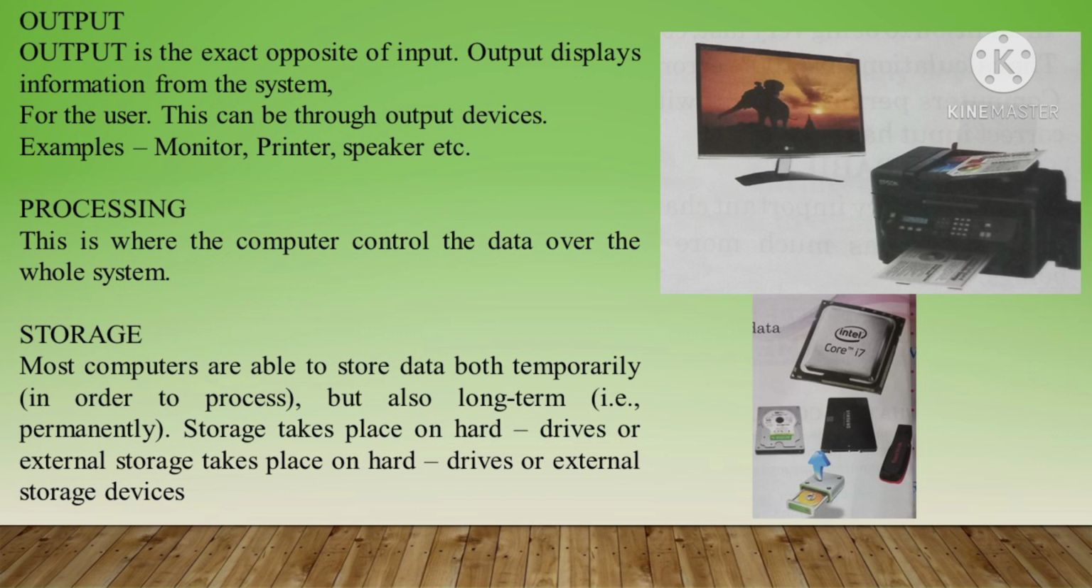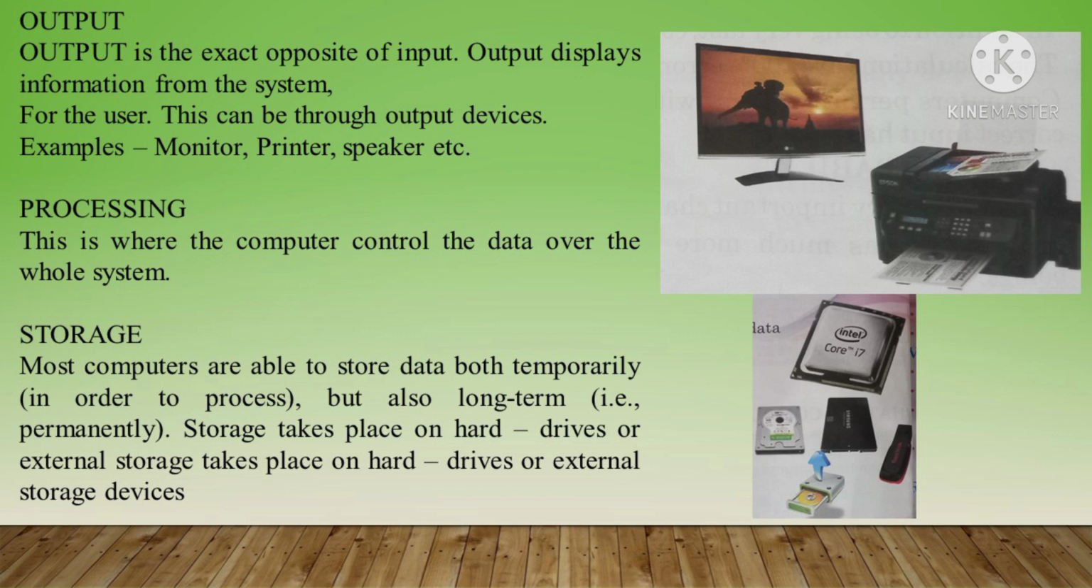What does the output do? Whatever information is fed in, whenever we want to retrieve it, it gives the answer. It gives the output. On what does it give the output? Monitor, printer and speaker. By now you must know what the input devices and the output devices are. So I repeat: the input devices are keyboard, mouse and scanner. The output devices are monitor, printer and speaker.